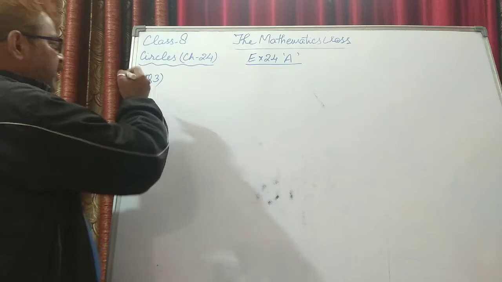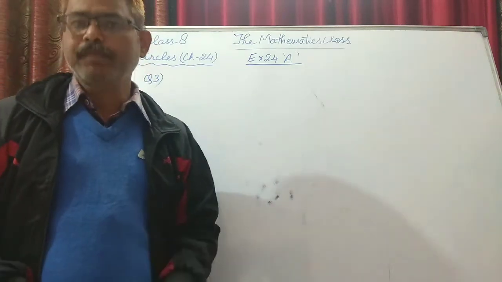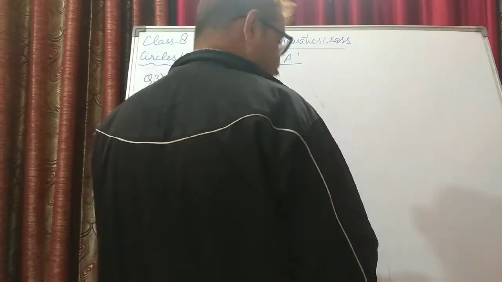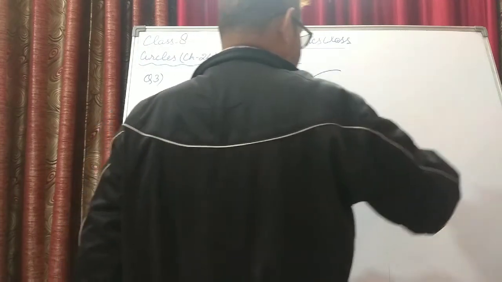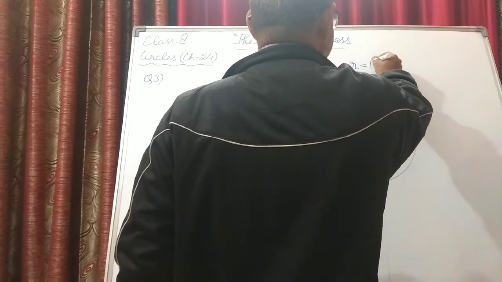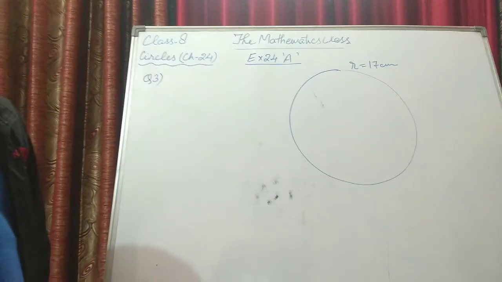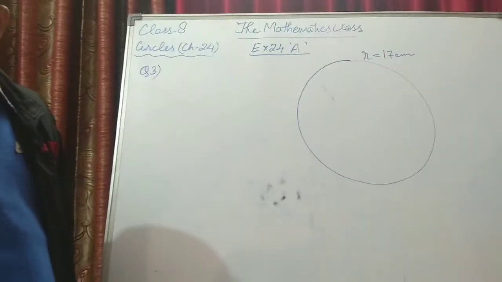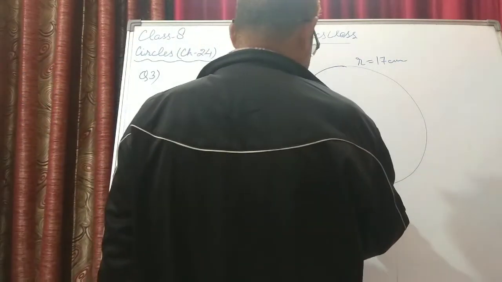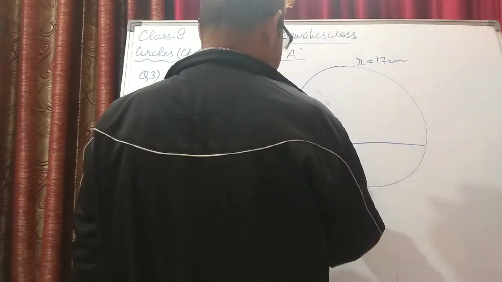Second question I am leaving it for you all to do on your own. In case if there is any doubt, you can send me your problem. Now they say in a circle of radius 17 centimeter. Again there is a circle given. So first of all I am drawing a circle and they say its radius is 17 centimeters. They say that in a circle of radius 17 centimeter, find the distance of a chord of length 16 centimeter. Find the distance of the chord whose length is 16 centimeter.